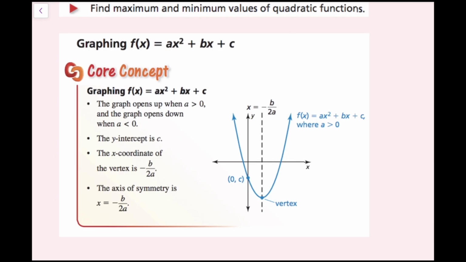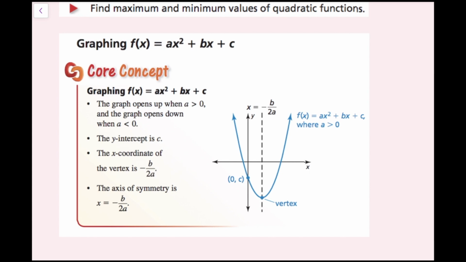The graph opens up when a is greater than 0. The graph opens down when a is less than 0. The y-intercept is c, and that makes sense because the y-intercept is the value of y when x equals 0, and if you plug in 0 for x here and here, both these terms drop out, and you just get c for your y-intercept. The x-coordinate of the vertex is negative b over 2a.